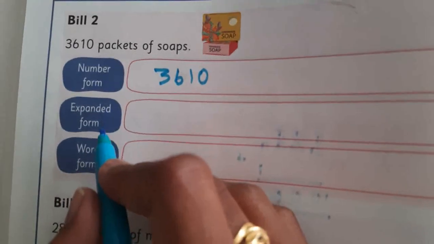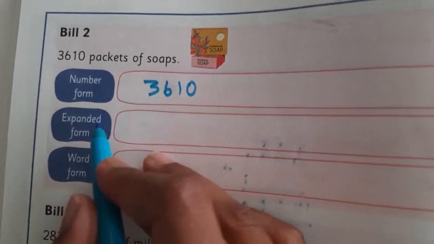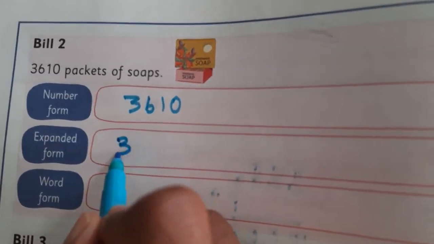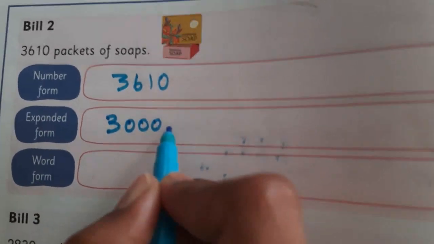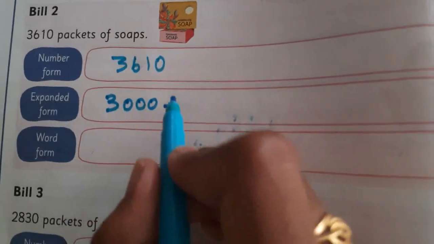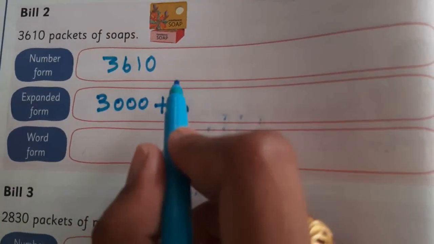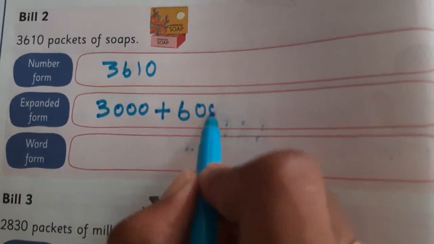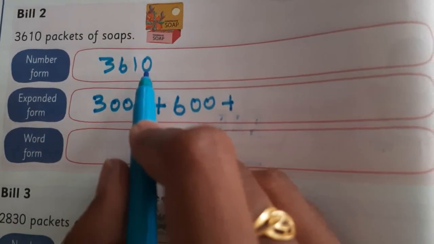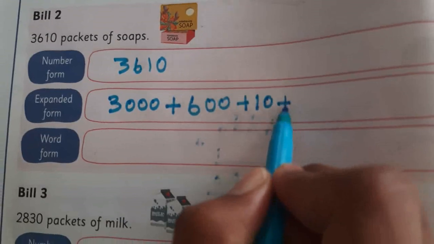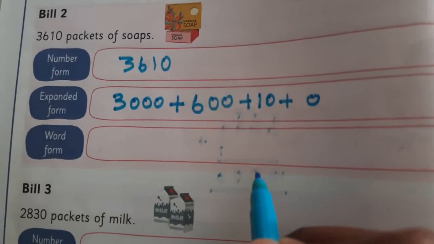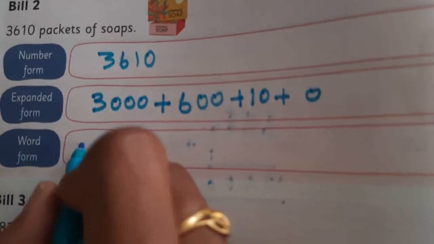Okay, next one is expanded form. Expanded form means you have to write that first number. After the number, how many digits? 3. So you have to add 3 zeros. Plus next number is 6. After the number, 2 digits, so 2 zeros. Plus next number is 1. After the 1, only 1 digit. Plus next number is 0. Okay, next one is word form.